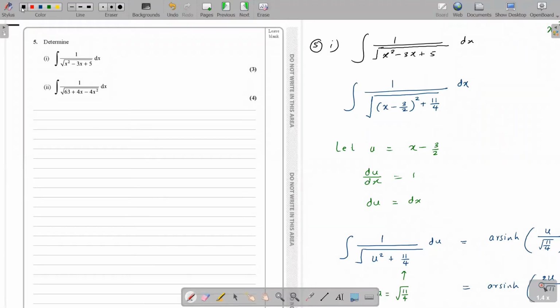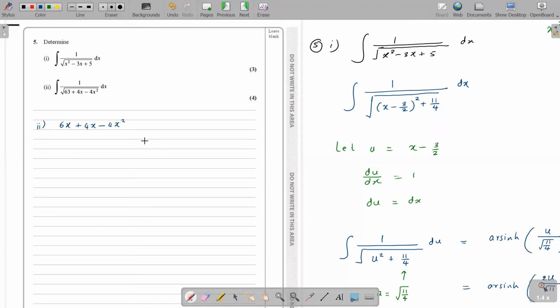Okay, Roman number 2. Integration of 1 over root 63 plus 4x minus 4x square. So again, to integrate, we need to have an x square component. We need to complete the square. To complete the square, we prefer to have x square positive, and it needs to have a coefficient of 1. So before the integration, we'll take this section 63 plus 4x minus 4x square, and we'll do the completing square part first.